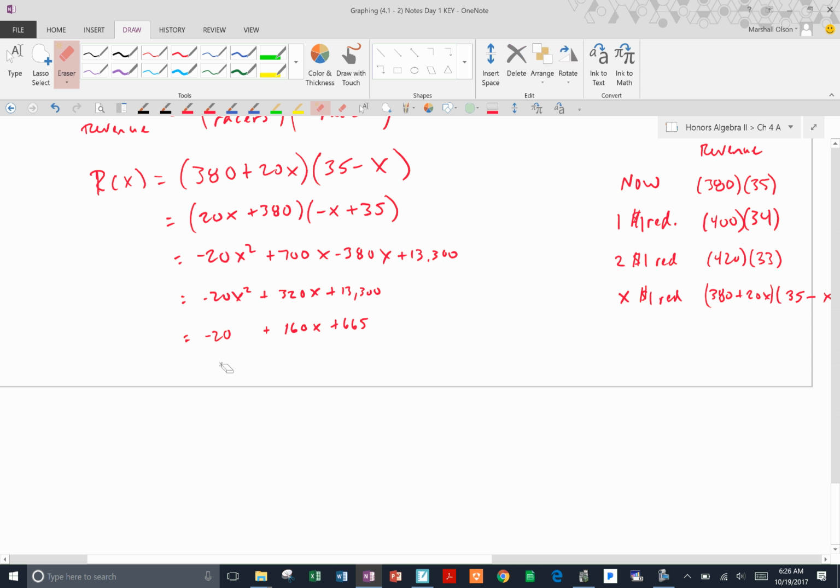Oh, actually, you know what? I'm going to leave it like this. And we'll just do negative b over 2a here. So x equals negative b over 2a, which is going to be negative 320 over negative 40. Okay, because I'm finding the vertex here. Let's make a little note to ourselves: find the vertex. So we have negative b over 2a is going to be 8.